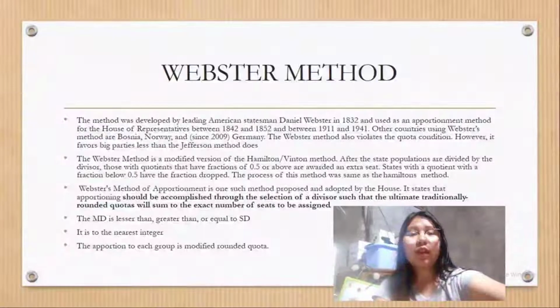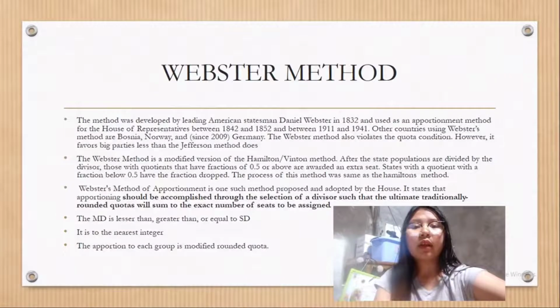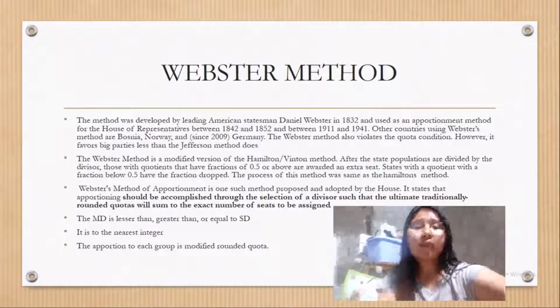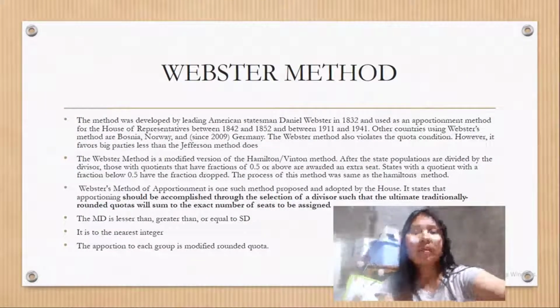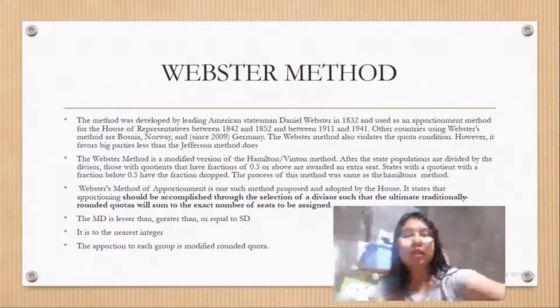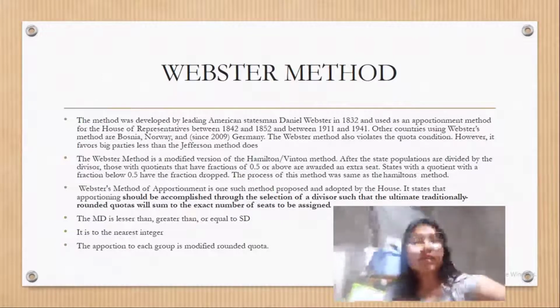1842 and 1852, and also between 1911 and 1941. The other countries using the Webster method are Bosnia, Norway, and even Germany since 2009. The Webster method also violates the quota condition. However, it favors big parties less than Jefferson's method does.